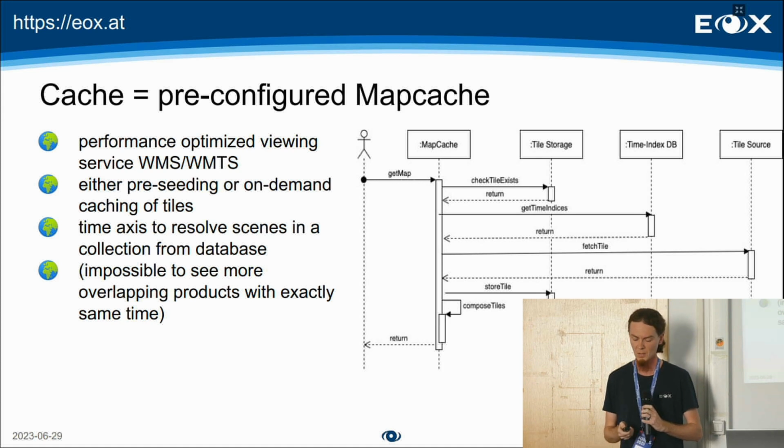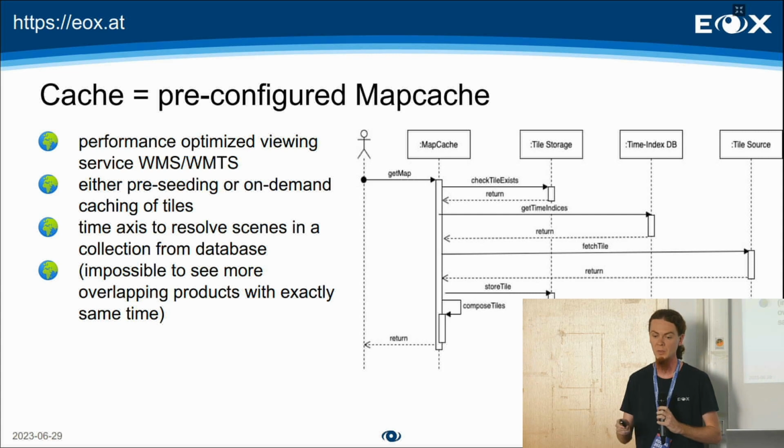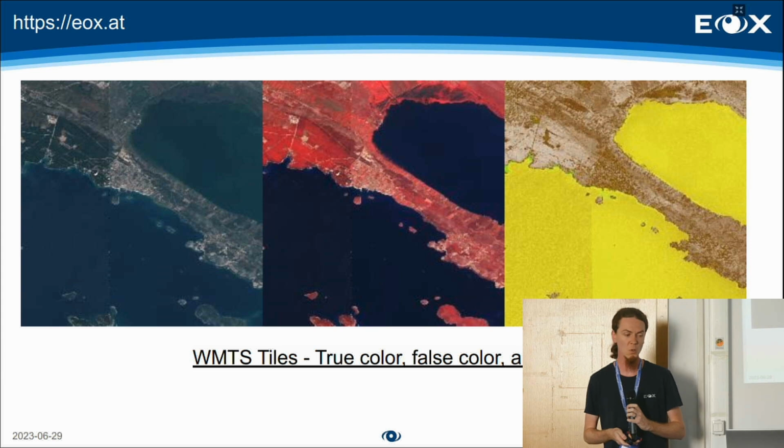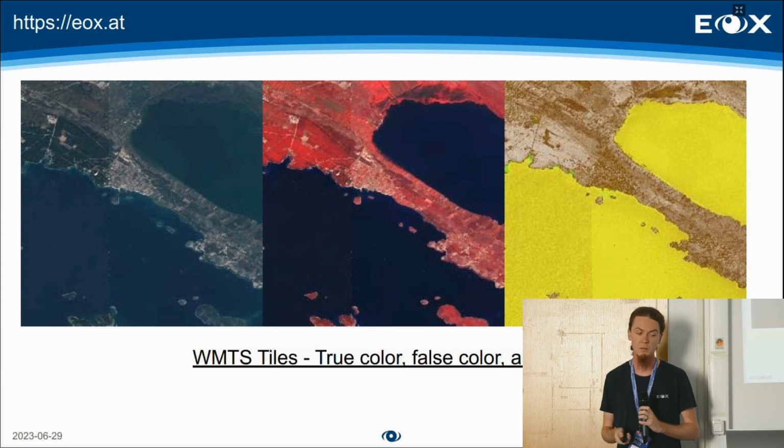On the diagram, you see how the operation of fetching a tile works, but it's standard MapCache behavior where you simply have a request for a tile. If the tile exists, it's instantly fetched. If it was not created yet, the request gets proxied to the renderer service and then rendered, stored, and returned by the MapCache service. On the image, you see the WMTS tiles for three different renderings, the NDVI, false color, and true color from the same data, just using different bands. The false color is the near infrared, red, and green.